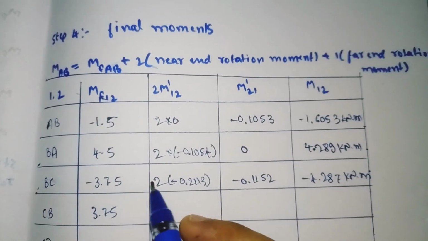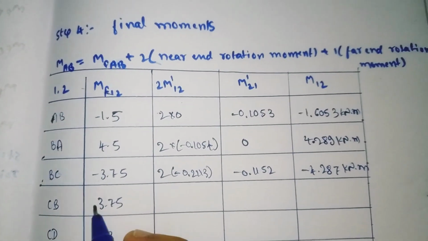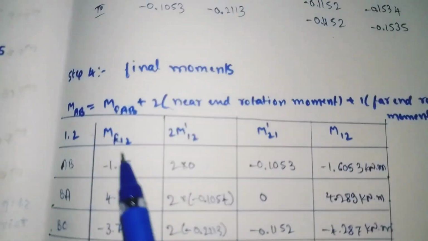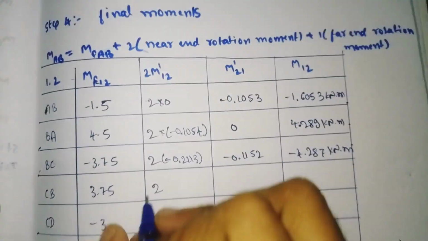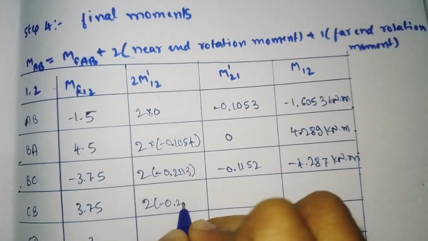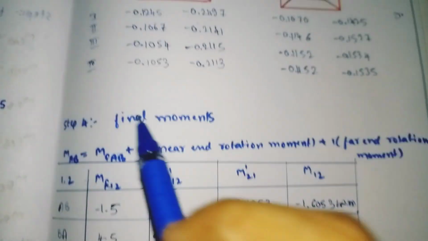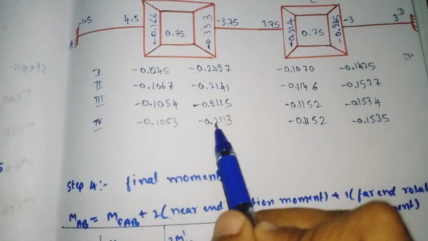Similarly for member CB, the fixed end moment we got was 3.75. Here we need to add these three values to get the final moment. 2 into the rotation moment of CB, which we got as minus 0.2113. So 2 into minus 0.2113, and the rotation moment of BC we got was minus 0.2113.